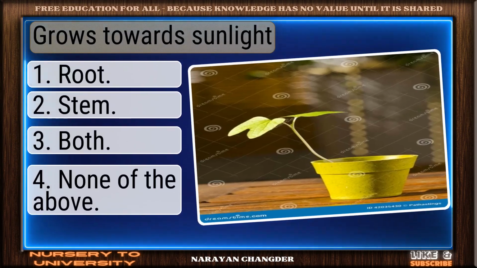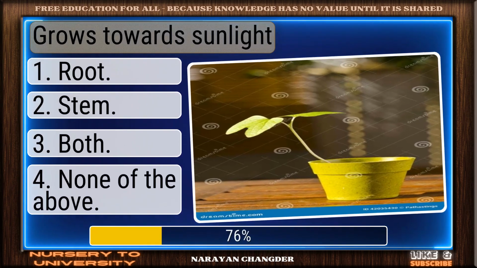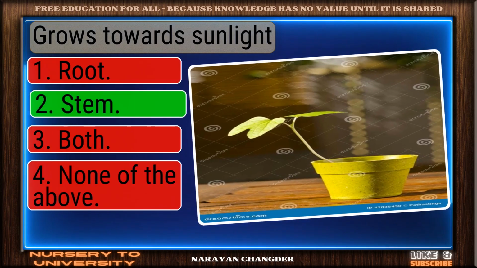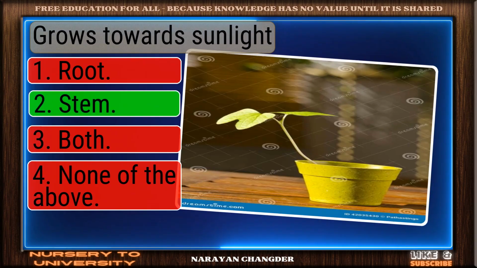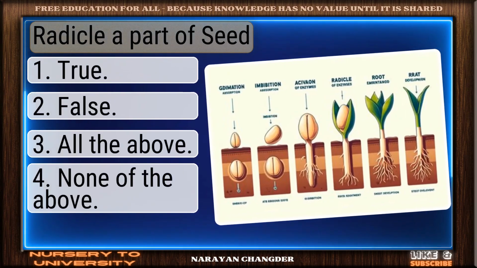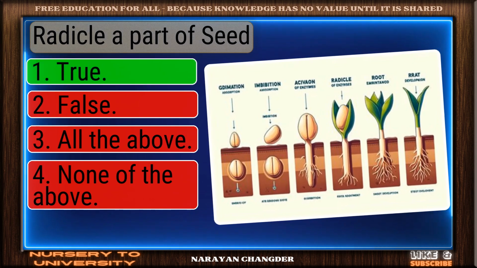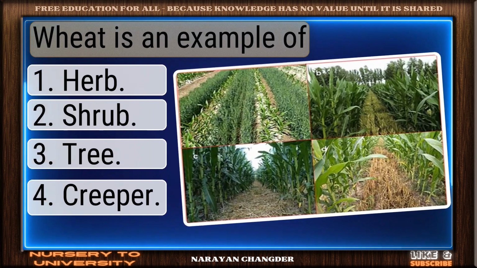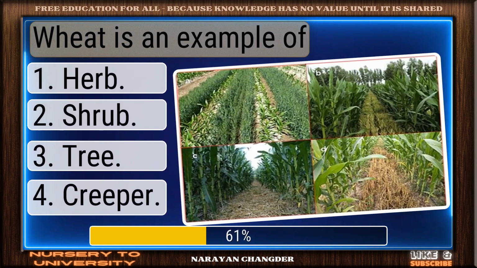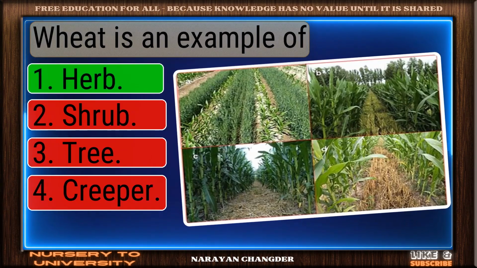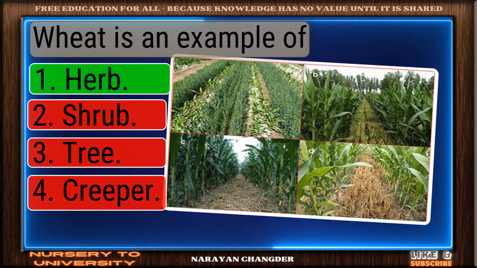Grows towards sunlight. Good thinking. Stem is the right answer. Radicle is a part of seed. Bravo, true is the answer. Wheat is an example of... Sharp thinking. Herb is the right choice.